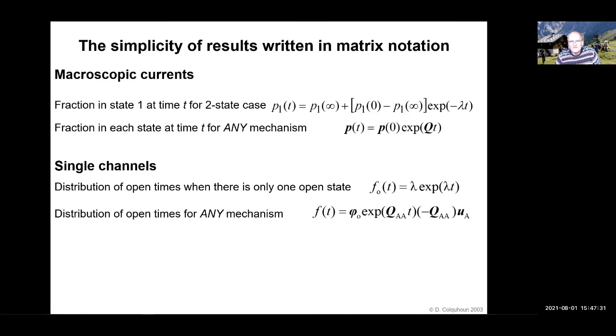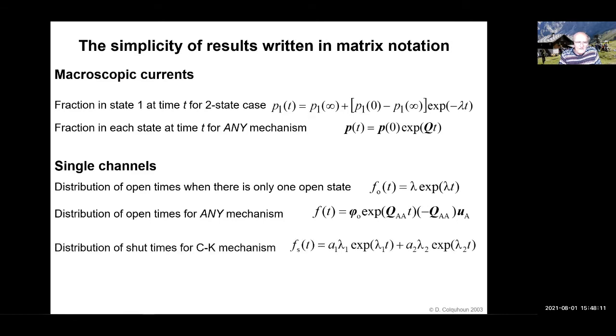The only differences between the very single open state form and this perfectly general form is that we have an initial vector, which is 1 by KA, the KA being the number of open states. And that gives you the probabilities that opening starts in any individual open state. And a unit vector at the end, which just adds up over the open states. Otherwise, it looks exactly like the special case of a single open state.